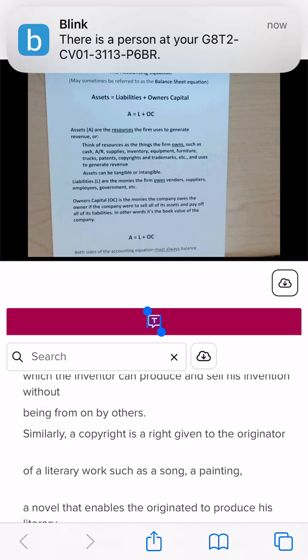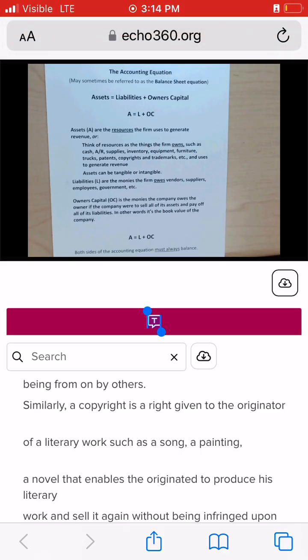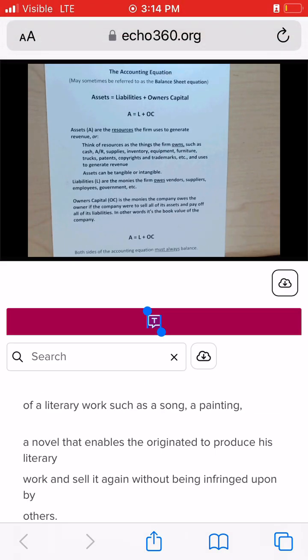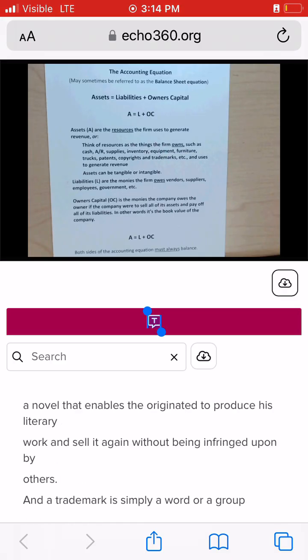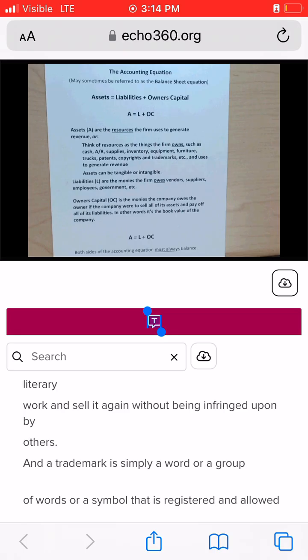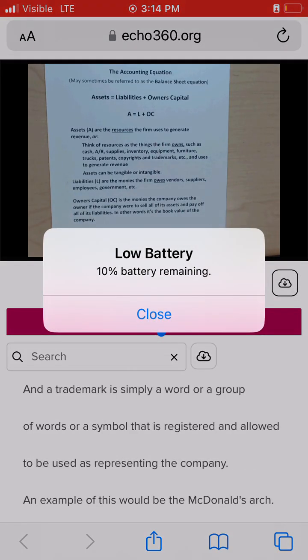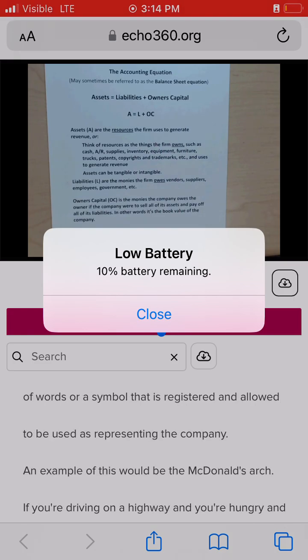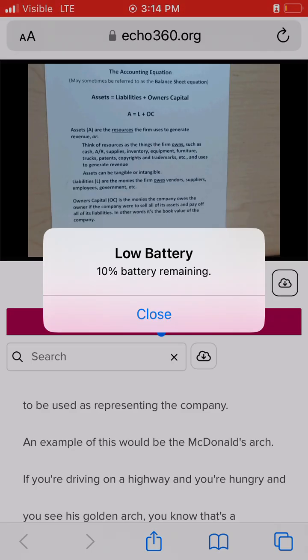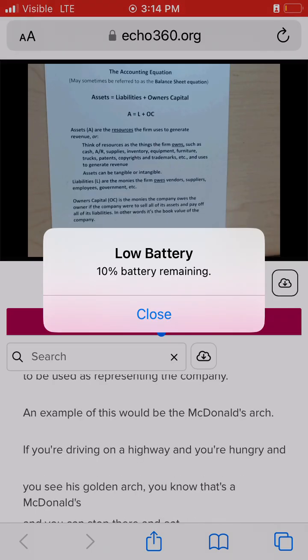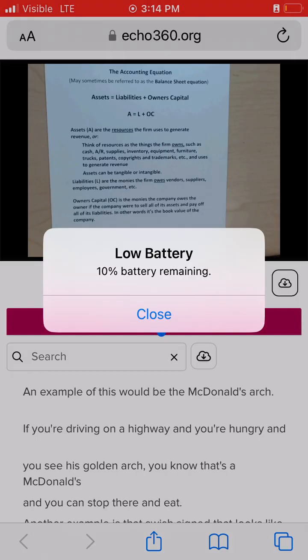And a trademark is simply a word or a group of words or a symbol that is registered and allowed to be used as representing the company. An example of this would be the McDonald's arch. If you're driving on a highway and you're hungry and you see this golden arch, you know that's a McDonald's and you can stop there and eat. Another example is that swoosh sign that looks like a check mark, which represents Nike. These are examples of trademarks.